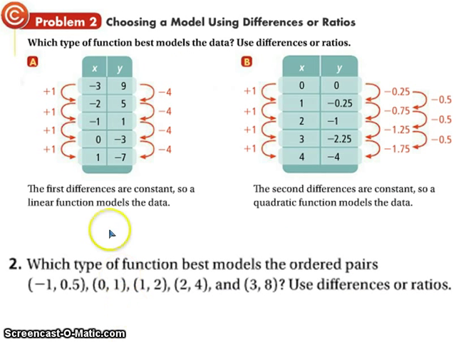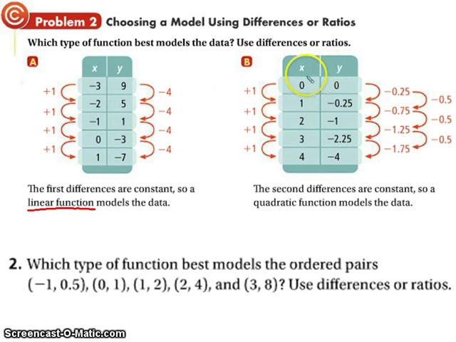Okay, type of function, choosing using differences or ratios. They're going to ask us to do it using a table. Now what we do is we notice that all of the x's are the same, it's all plus 1. And we notice here that we're subtracting 1 from each of the y values. So that means that this is linear. The differences are all constant. So this is a linear function, because if we plotted all these, it would look like this. It would be going straight down like that.